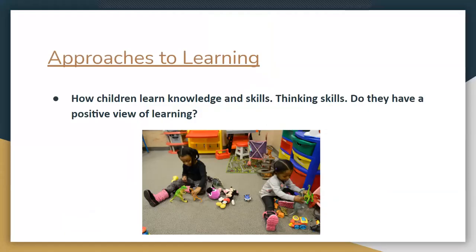So, approaches to learning. This is how children learn knowledge and skills, their thinking skills, and whether they have a positive view of learning. That is very important as you are teaching the children. A positive view of learning means a lot. That means that they are understanding what's going on, they are soaking in what you are teaching them, and they can actually express either physically or verbally what they're doing, right?